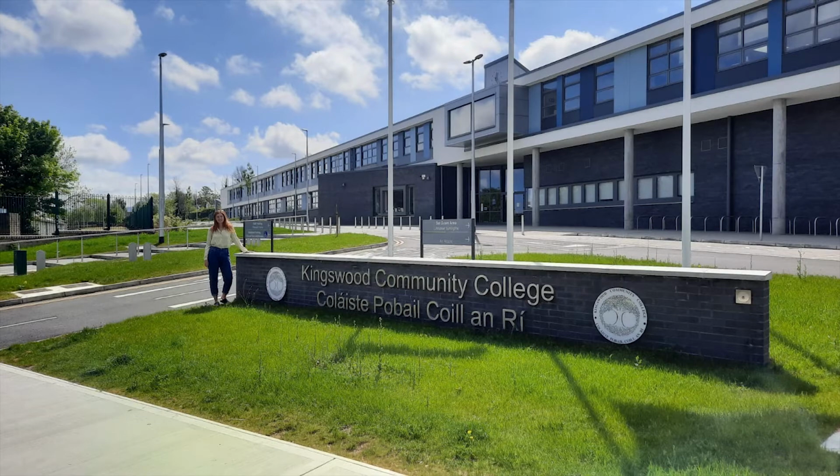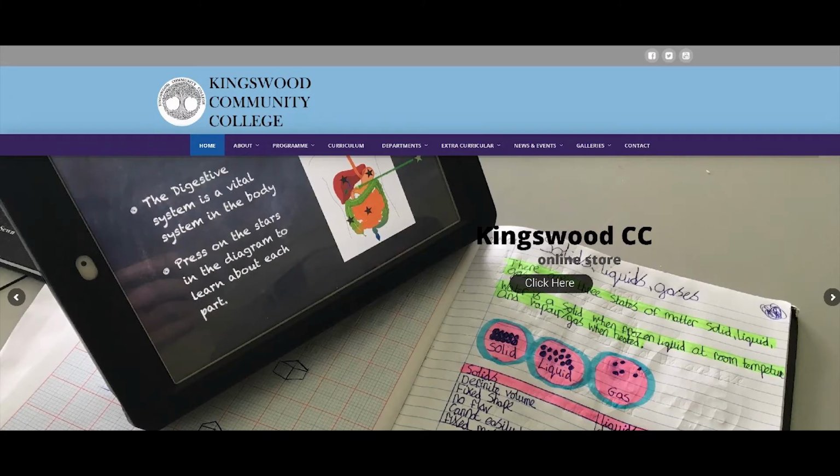Wow. Give us a little background about Kingswood Community College. Yeah, so it's a mixed school in the southwest of Dublin. Kingswood Community College is a one-to-one digital school, so all our students and all our teachers have iPads. We have the infrastructure in our beautiful brand new building to accommodate that. In Ireland, secondary school is from the ages of about 12 to about 18, so that's the age group that you have at second level.